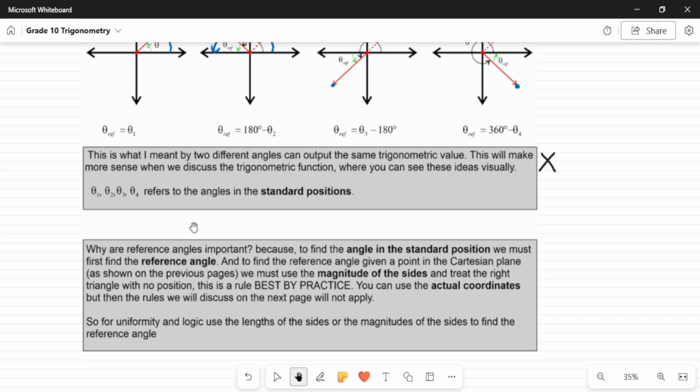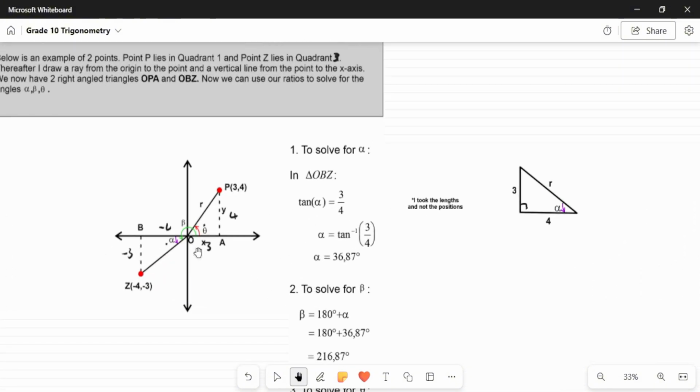Why are reference angles important? Because to find the angle in the standard position, we must first find the reference angle. And to find the reference angle, given a point in the Cartesian plane, as shown on the previous page, we must use the magnitude of the sides and treat the right angle triangle with no position. This is a rule best learned by practice. You can use the actual coordinates, but then the rules that we will discuss on the next page will not apply. Listen to what I'm saying. See, when we calculated for beta, what is beta?